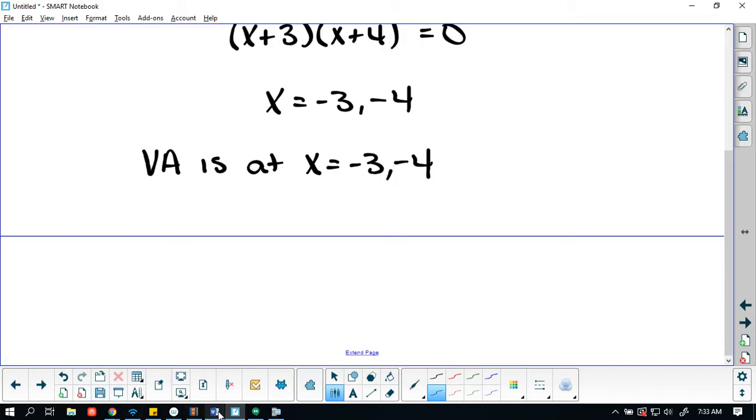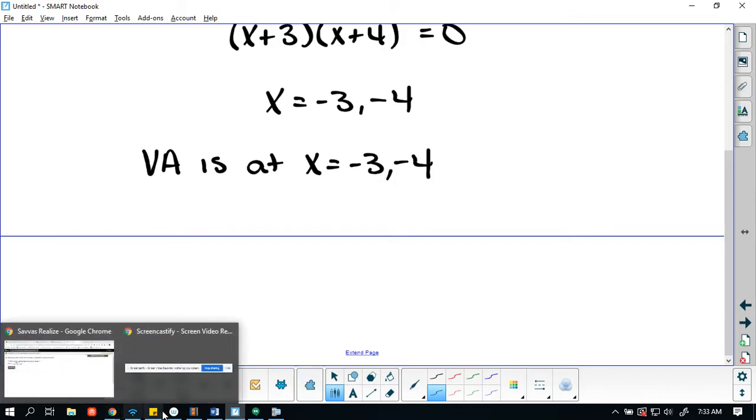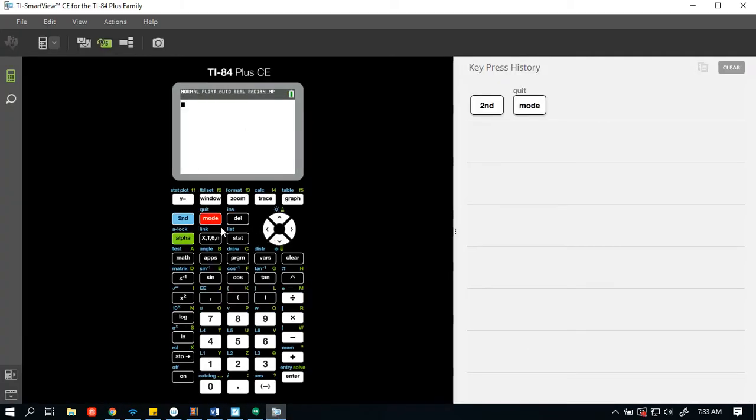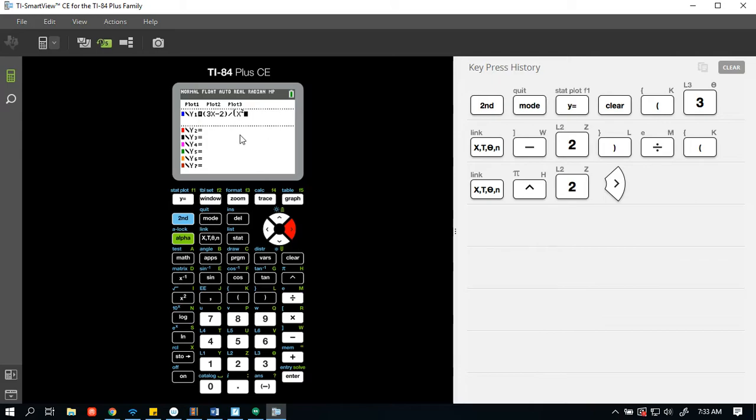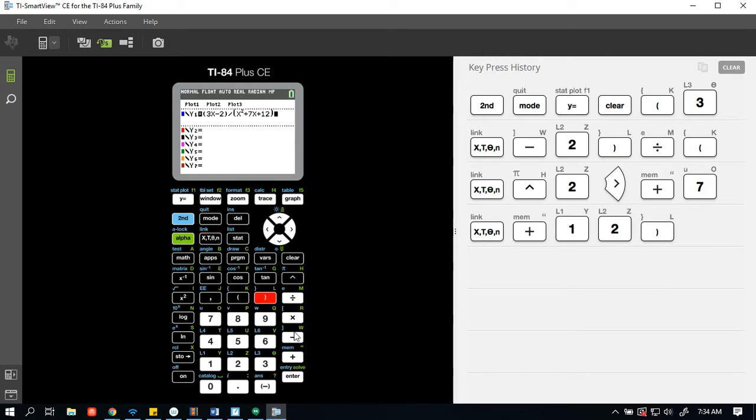All right, so let's look at this graphically. I'm going to pull up my calculator and graph our function. So in parentheses, my function is 3x minus 2, divided by x squared plus 7x plus 12. Notice how I put the parentheses. There is a way to make one number over the other in this calculator, but for right now, I'm just going to use this little divide and make sure that my numerator and denominator are in parentheses, just in case anybody has a TI-83 out there. I graph my function.